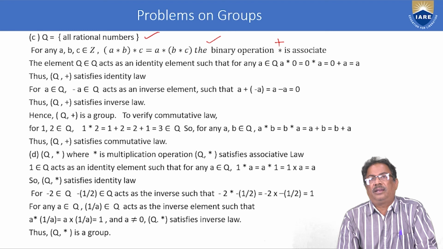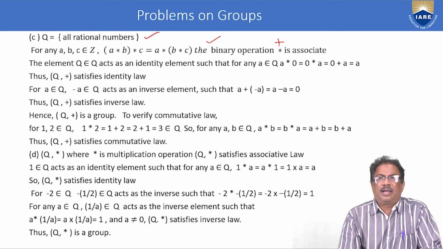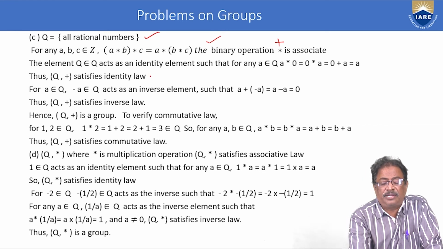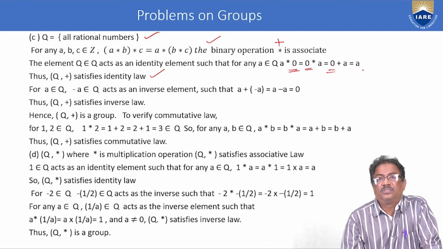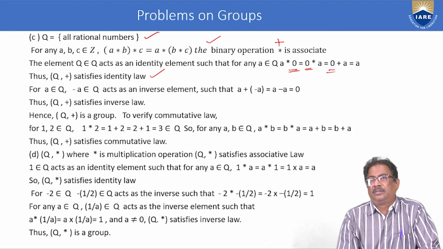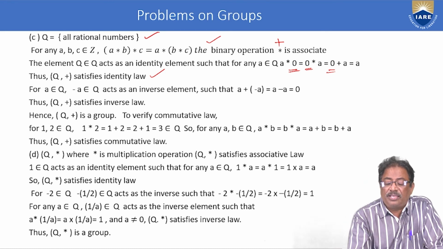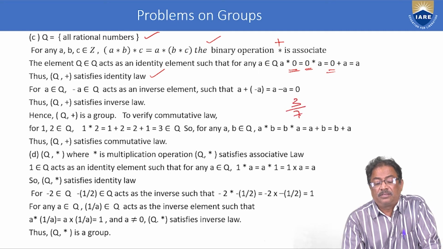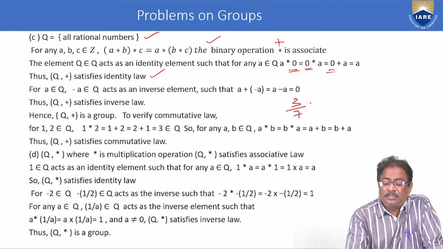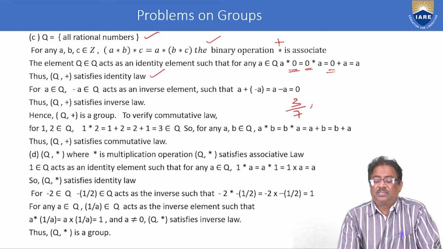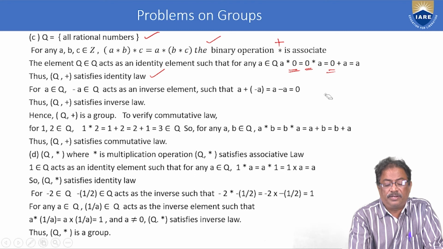So it is associative, it satisfies. And next it has the identity element, that is 0. So this additive identity element is also a member. Then for each and every element, suppose I am taking 3 by 7, a rational number, then its inverse under addition, minus 3 by 7, is also a member. So it is a group.